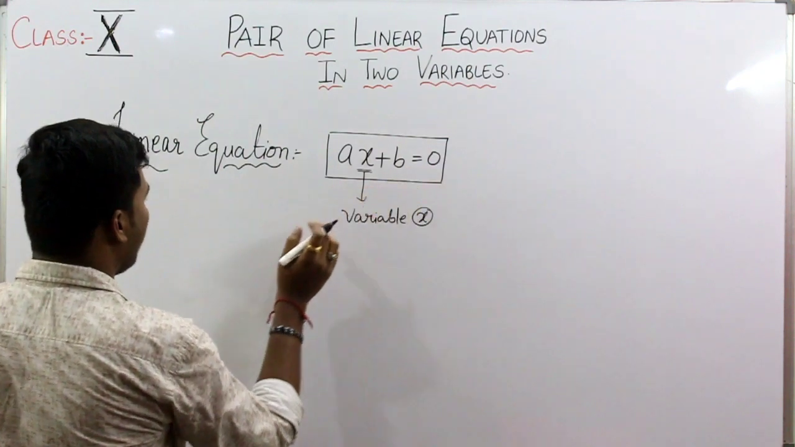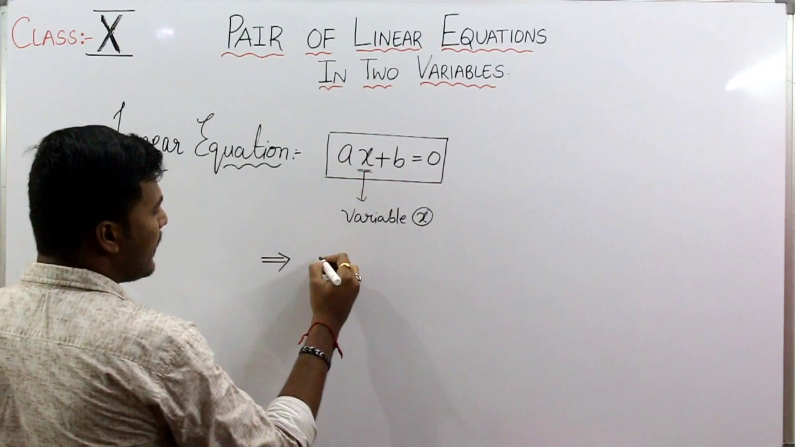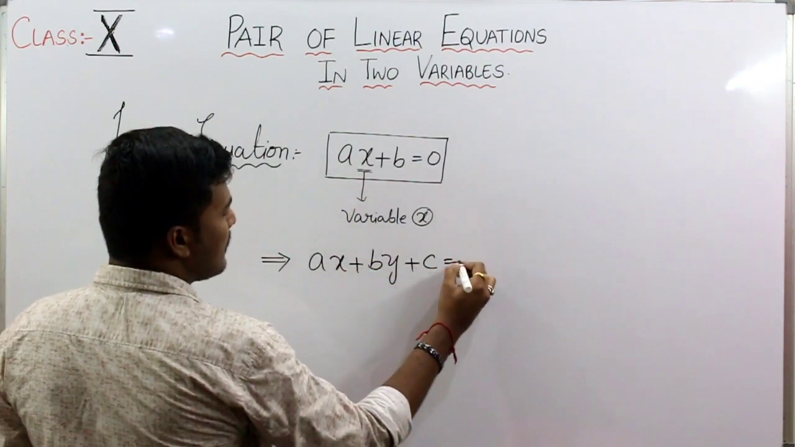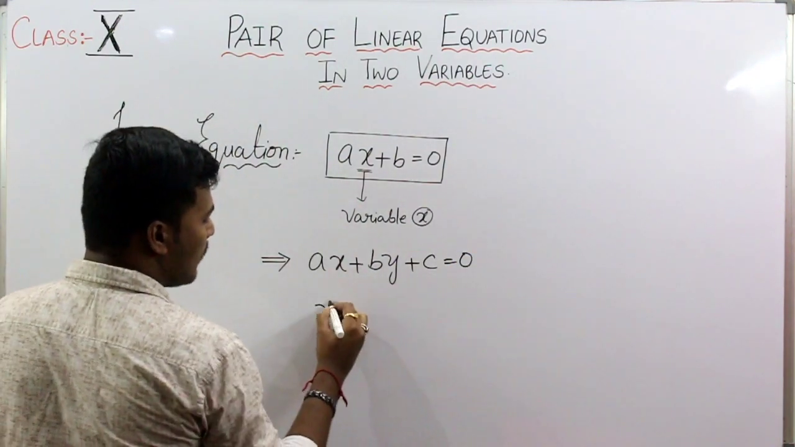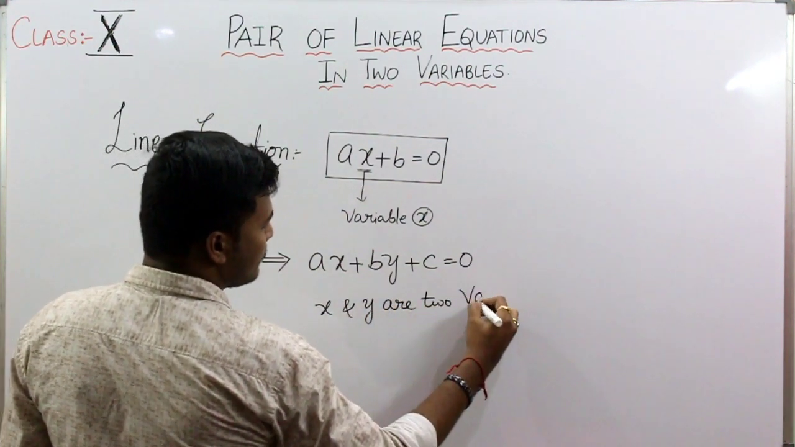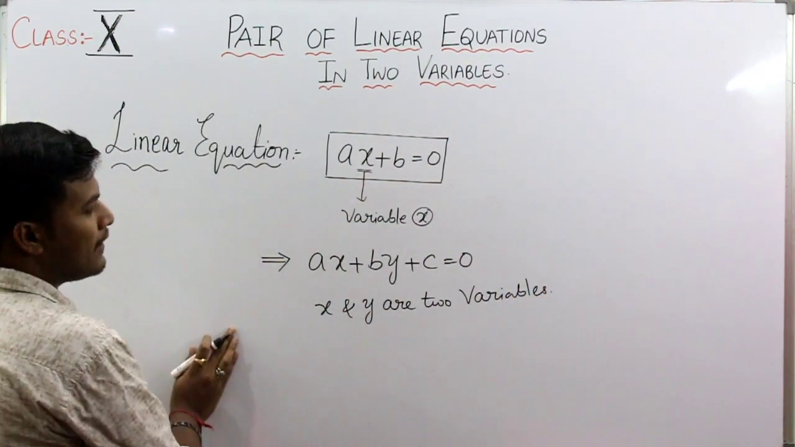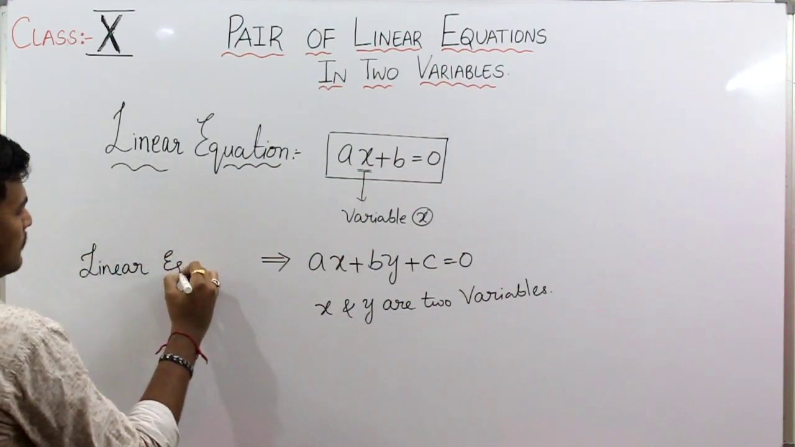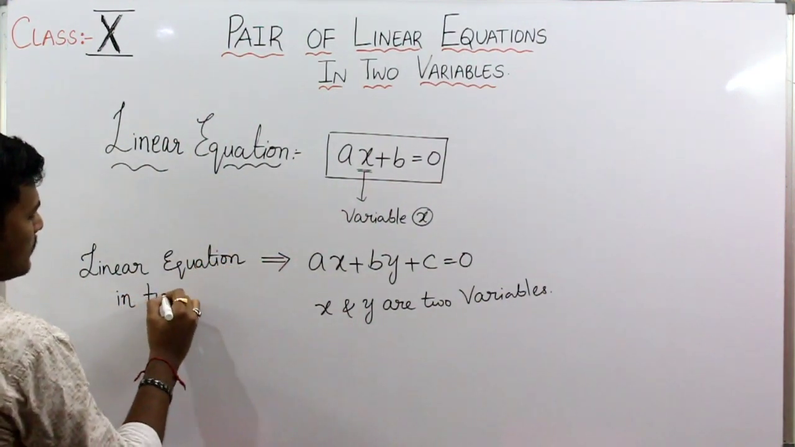Now if I consider a linear equation in two variables, then I will get it as ax plus by plus c equals 0. This is a linear equation in two variables. What are the two variables here? x and y are the two variables. So this is also a linear equation in two variables.